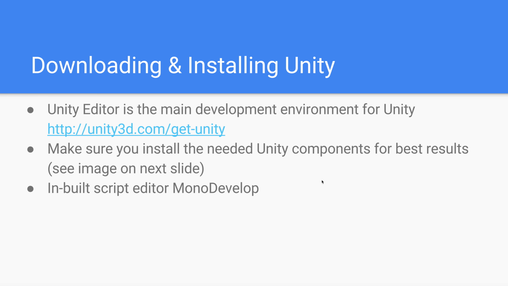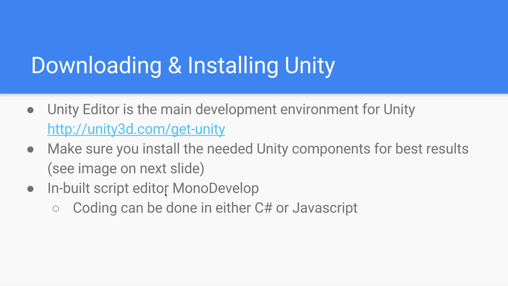And then once you have this all installed, the Unity Editor is of course where you'll be doing most of your development, but there's also an accompanying script editor called MonoDevelop. And this is where you can go in and edit the scripts that are attached to different game objects and things like that. You have your choice of coding languages. You can either do it in C# or JavaScript.